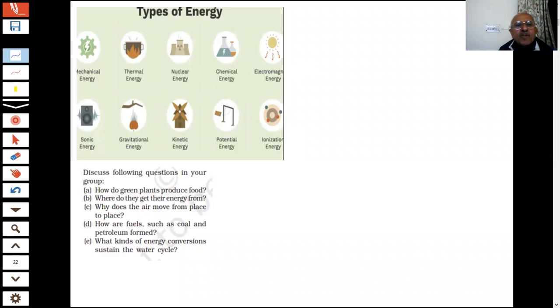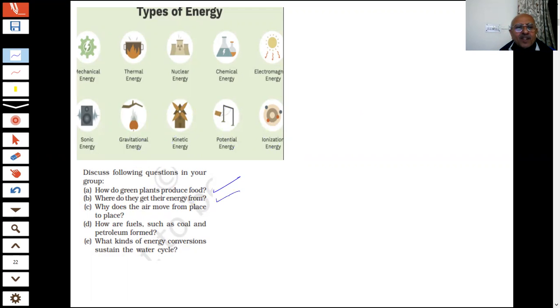Ring a bell, sound energy. Gravitational energy, we just told you how the objects are falling from a height. Water falling from a big height creates energy. Kinetic energy, this is moving, kinetic potential energy. Ionization energy, when you heat the atoms, what happens? Electrons are removed, ionization.